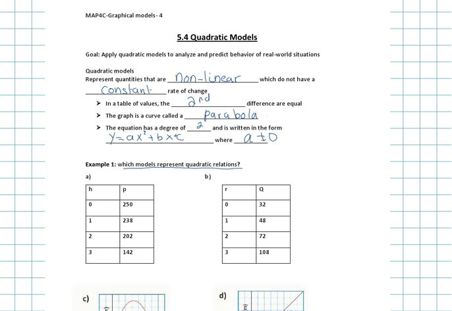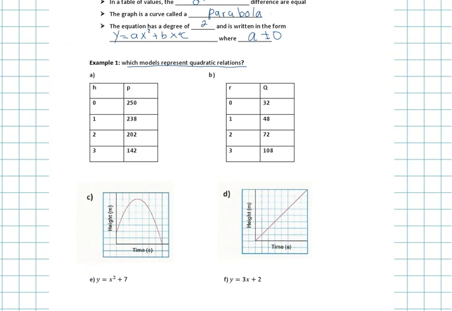Okay, so in a table of values, you have to do, again, y2 minus y1. So you're going to get minus 12. 202 minus 238 is minus 36. 142 minus 202 is negative 60. As you can see, the first difference is not constant. So I have to move to the second difference. If I do negative 36 minus negative 12, that's going to be negative 24. And if I do negative 60 minus negative 36, that's going to be negative 24.